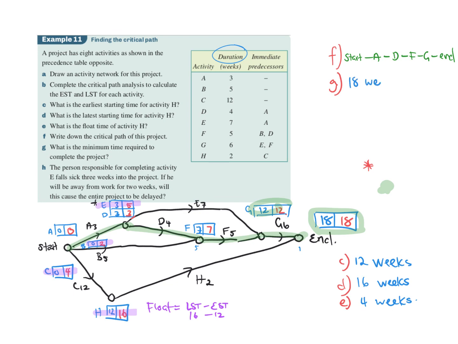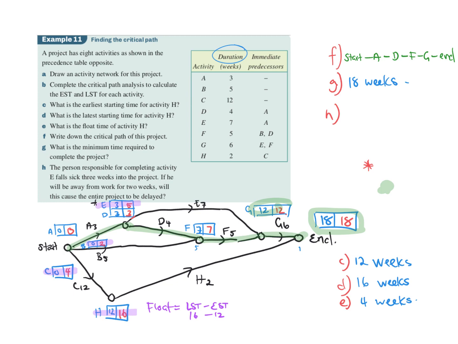18 weeks. They'll probably test you a lot on that unit, so make sure you're reading the table, have a look at what you're actually talking about. And H, the person responsible for completing activity E, falls sick 3 weeks into the project. If he will be away from work for 2 weeks, will this cause the entire project to be delayed? So, no. Why? Yeah, he's got a float time of 2.